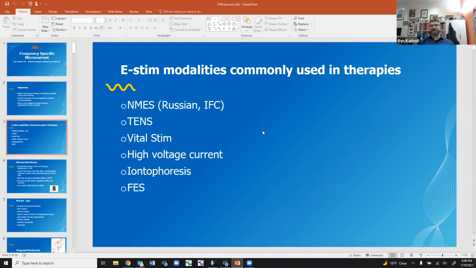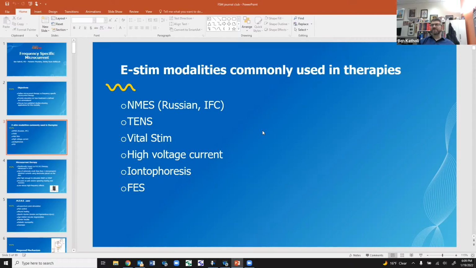In rehab itself, there's a lot of different electrical stim modalities. So there's neuromuscular electrical stim, which is used for muscle firing, or also to help reduce muscle spasms. There's TENS units, which are useful for blocking pain. And those work on gate control theory, where you overwhelm the spinal cord receptors for a period of a couple hours. Vital stim is a tool that's used in speech therapy, and it helps with dysphagia and with controlling muscles involved in swallowing.